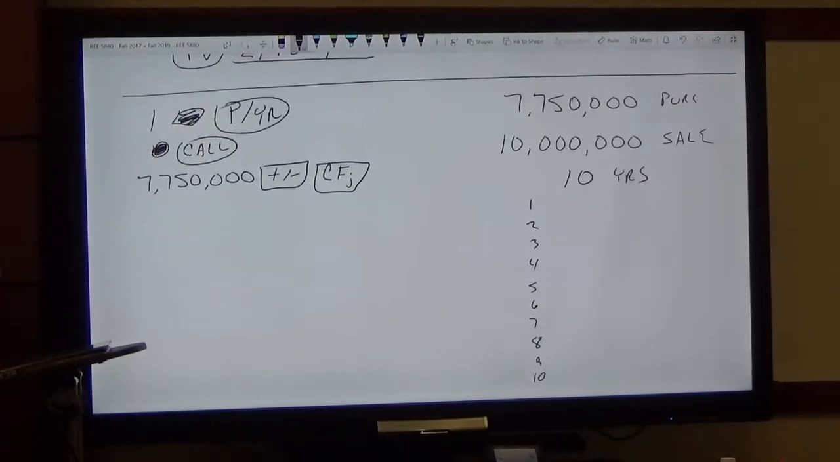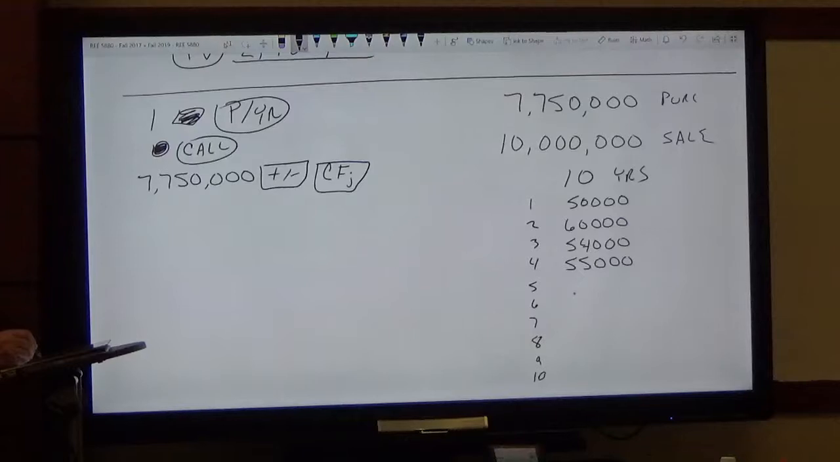Starting with year 1. 50,000. Okay. What about for year 2? 60,000. Okay. Year 3. 54. Okay. Year 4. Hold on. Can we just do years 1 through 3, 50,000? All right. So next year, 80,000. I think that's for the next 3 years. Okay. So 80,000 is going to be, let's say, for the next 4 years.